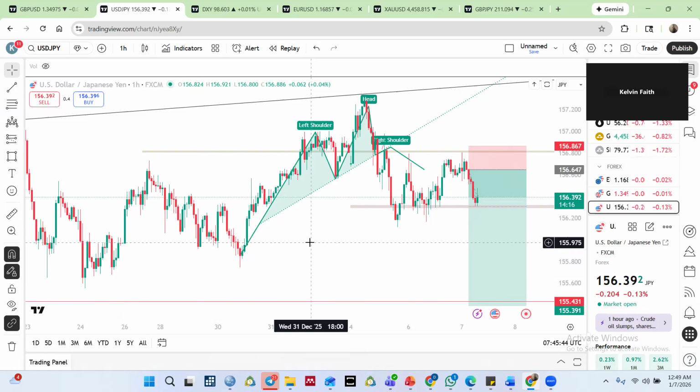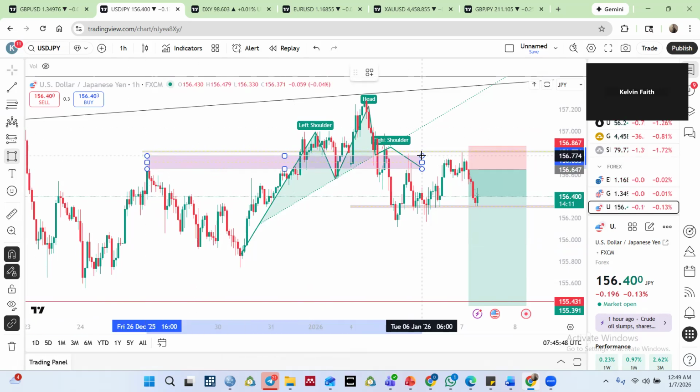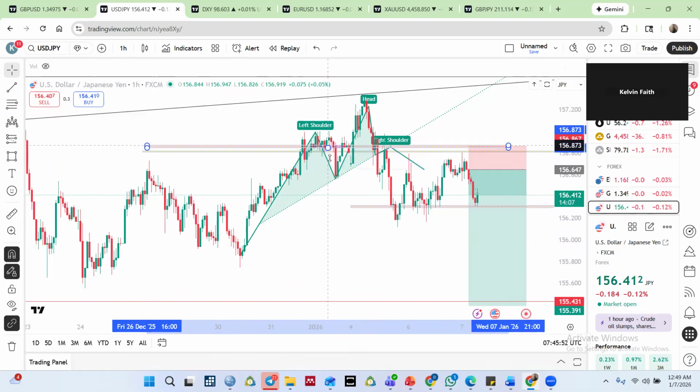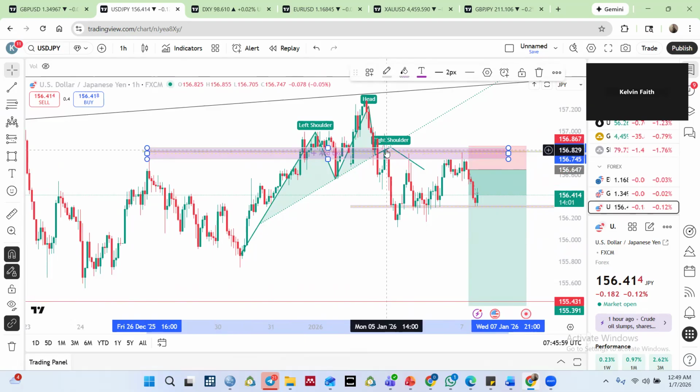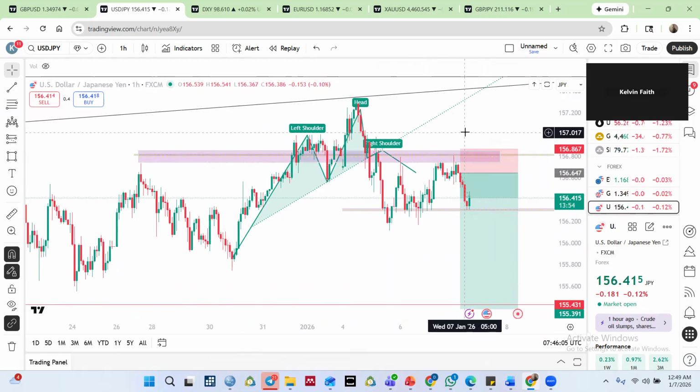So this area looks like the resistance area, or the support area. This is that area. This area looks like the support that was broken and retested. So price shouldn't go above here. If it goes above here, the sell might not work, or it will take a while before it gets back to selling.